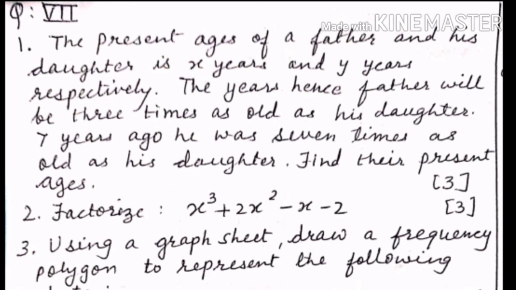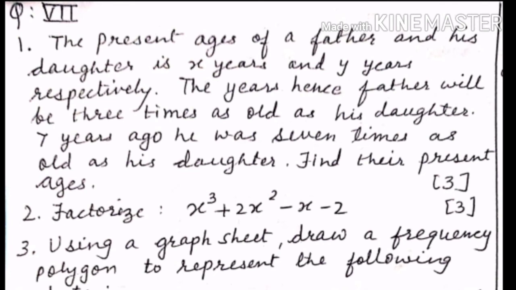Question number 7: the present ages of a father and his daughter are X years and Y years respectively. In 3 years hence the father will be 3 times as old as his daughter. 7 years ago he was 7 times as old as his daughter. Find their present ages. So here first of all you would suppose the present ages of father and daughter. They are already given as X and Y in the question, so no need to suppose it.